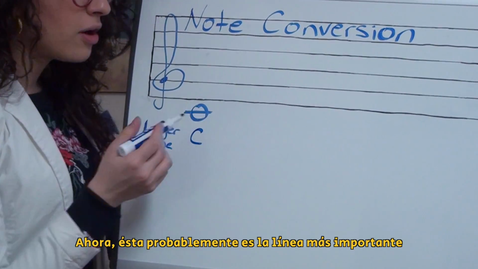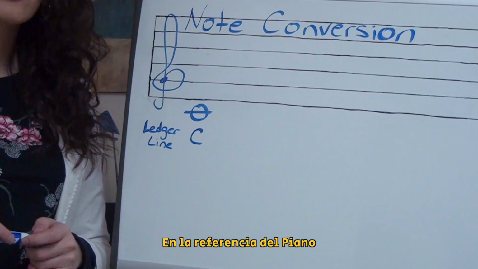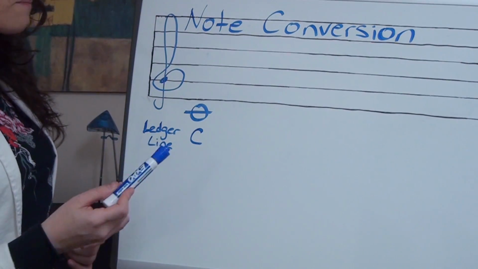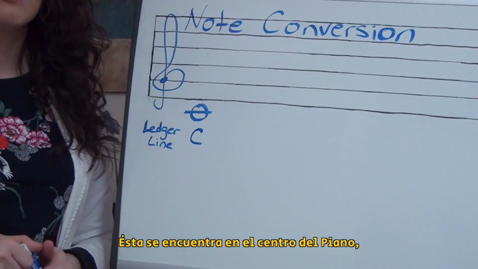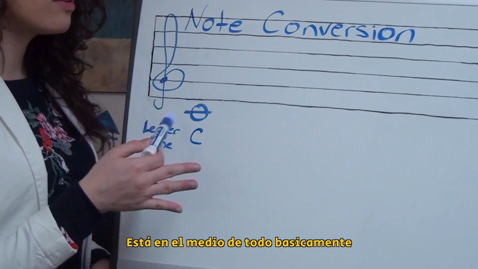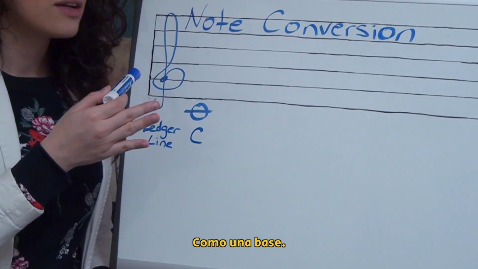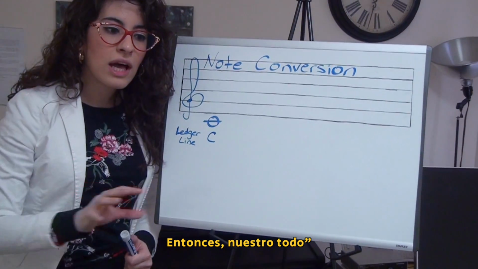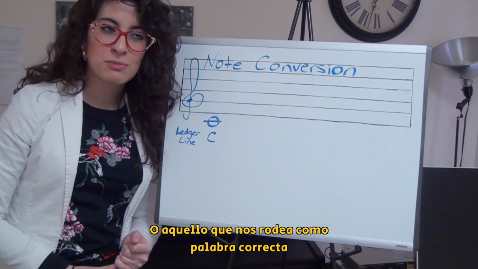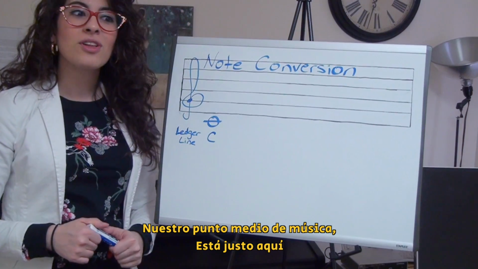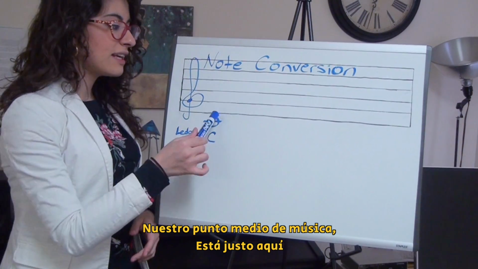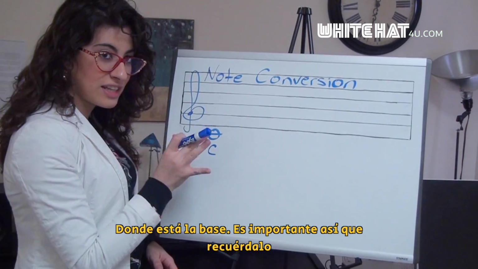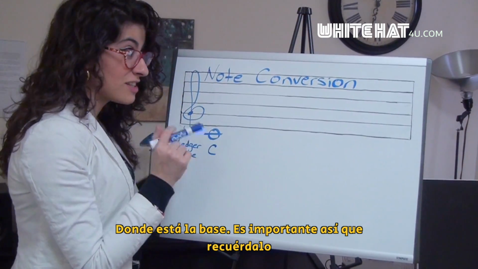Now this one is probably the most important one because in reference to piano, as I mentioned that I will explain in a later course, this is in the center of the piano. This is where the middle of all music is basically. So our whole surrounding, I suppose is the right word, our whole milieu of music is right here. Okay, so this is our C, where everything is based. This is important. Just please remember this, okay?